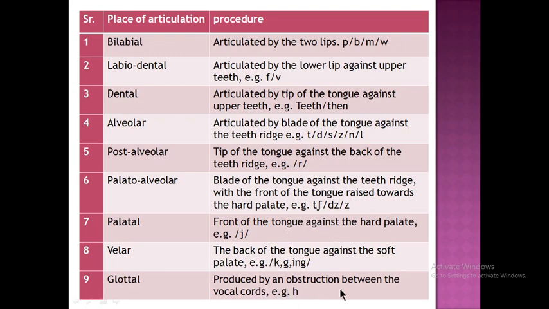Glottal is produced by an obstruction between the vocal cords. So these are a few places of articulation and the procedure which comes in the picture with some specific sounds. For bilabial, these sounds come because of the articulation of the lips. The sounds are given here as examples, like f and v for labiodental, and for the teeth and the alveolar ridge, t, d, s, z, n, l. This is r. So please go through all these sounds.